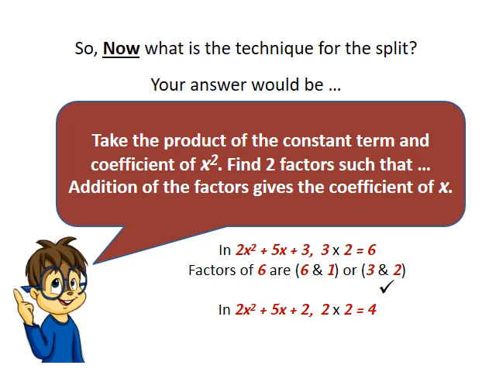Similarly, for the other example, constant term is 2 and the coefficient of x square is 2. So 2 into 2 is equal to 4, and the factors of 4 are 4 and 1 or 2 and 2. Which ones would we choose? You would choose 4 and 1 because 4 plus 1 gives us 5, which is the coefficient of the middle term.